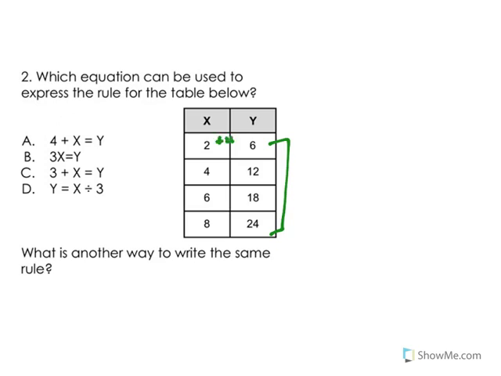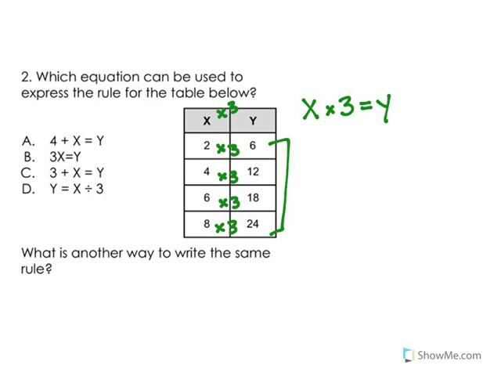I know 2 plus 4 equals 6. But 4 plus 4 equals 12, so the rule is not plus 4. I know 2 times 3 gets me 6, 4 times 3 gets me 12, 6 times 3 gets me 18, and 8 times 3 gets me 24. So what we're doing each time is we're taking our x coordinate, multiplying it by 3 to get our y coordinates. So what we have here is x times 3 equals y.